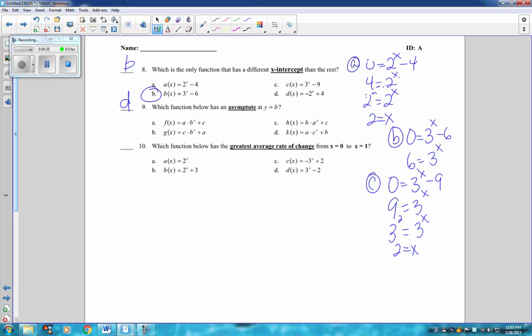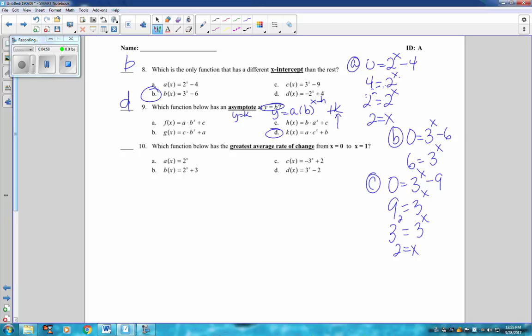Which function below has an asymptote of y equals B? Remember that your asymptote, what we're used to seeing, is y equals K. In your format, you have y equals A times B to the x minus h plus k, but they've changed the variables around a little bit so that A and B are swapped in their example, but that doesn't matter. I'm looking for plus B on the end because B is where K is. So the only one that has a plus B on the end is D.